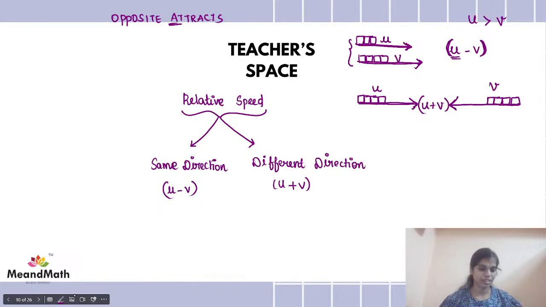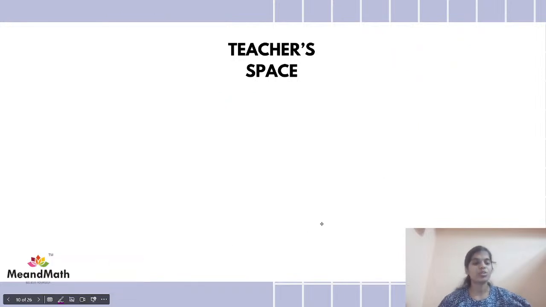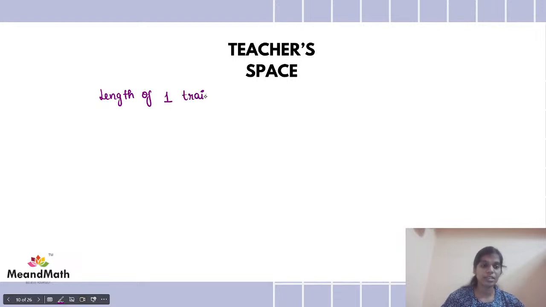Let me erase it. Now we understood the relative speed. Now we are going to find the length of the platform. To do that, I am first choosing the length of the first train. What is the length of the first train? The length of the first train is x meter.